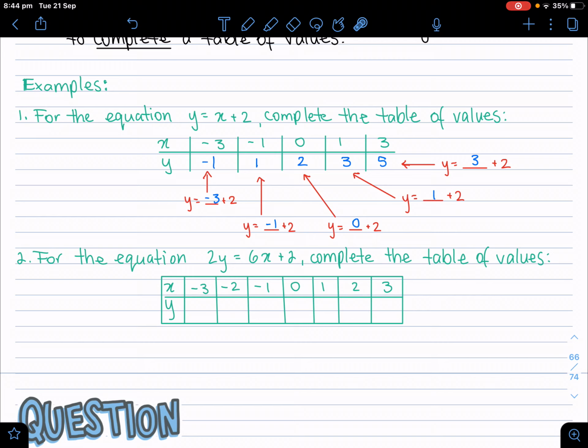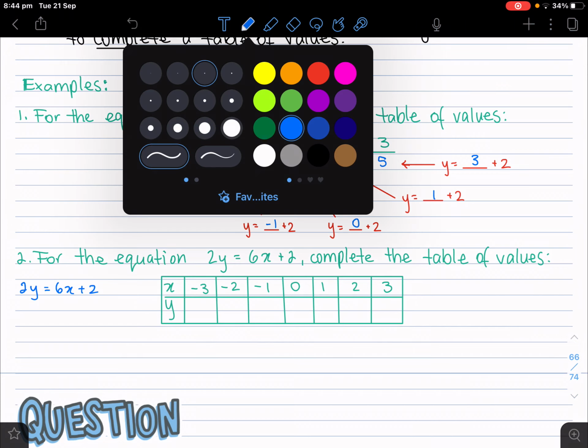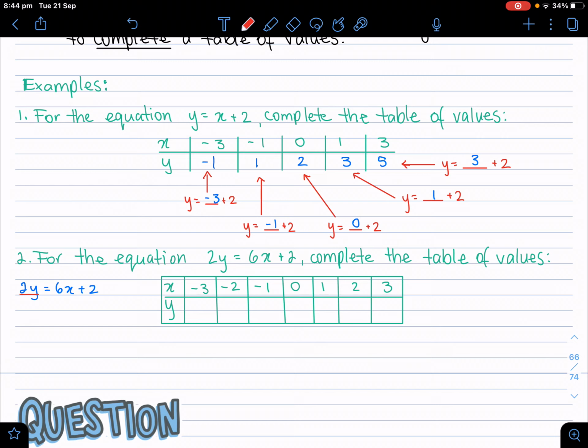Example 2 says, for the equation 2y equals 6x plus 2. Well, that's not y equals. So first I have to rearrange that formula to make y the subject. So I have 2y equals 6x plus 2. In order to get y by itself, I have a times 2 there, so I have to divide everything by 2 to get rid of that. And now I'm left with y is going to equal 3x plus 1. That is the formula I'm going to use to complete the next table of values.